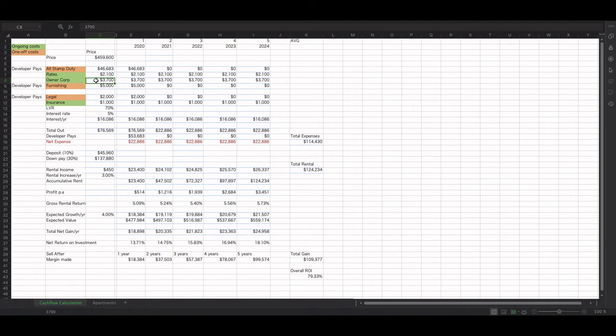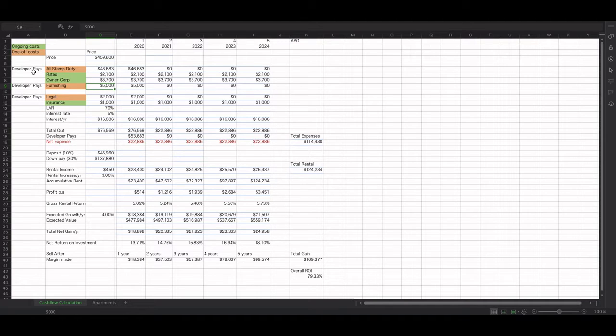Owners corporation, this is the fee that you pay to the building manager to maintain the building and put the security in place, do the cleanups of the public areas, and so on and so forth. So that's about $3,700 a year. Furnishing, that's to buy all the new furniture into the apartment so that the tenants can move in straight away and live. And usually tenants would pay a little bit more for that.